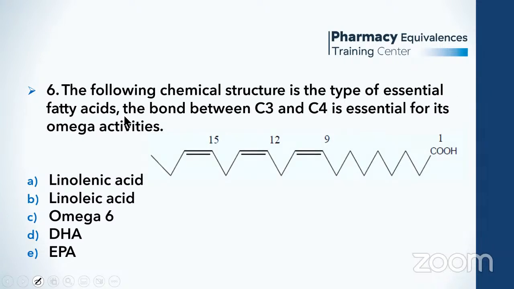The following chemical structure is the typical type of essential fatty acid. The bond between carbon number 3 and carbon number 4 is essential for its omega activities. Okay, what is this compound? What is this structure? Firstly, it is omega 3. Why omega 3? Because the first double bond is between carbon number 3 and carbon number 4.